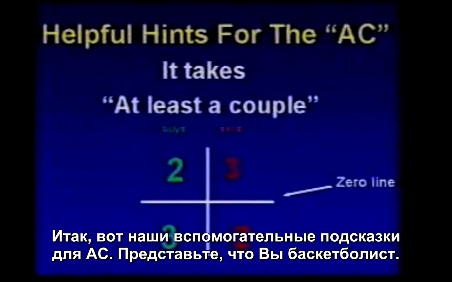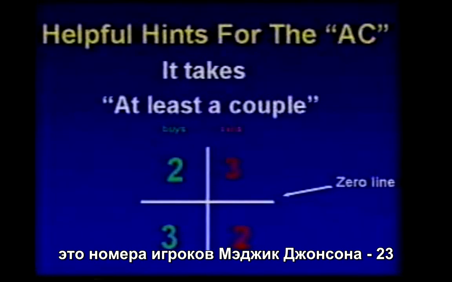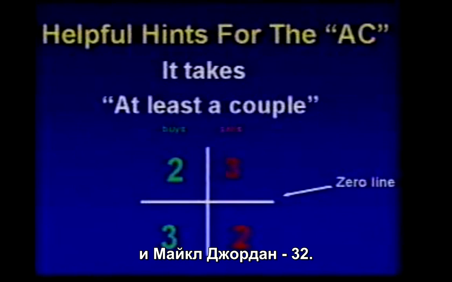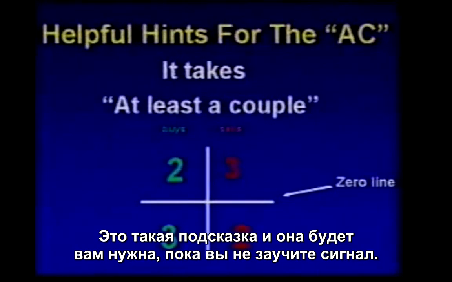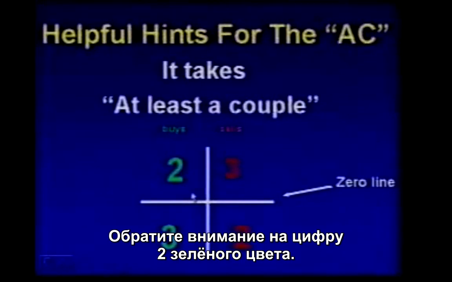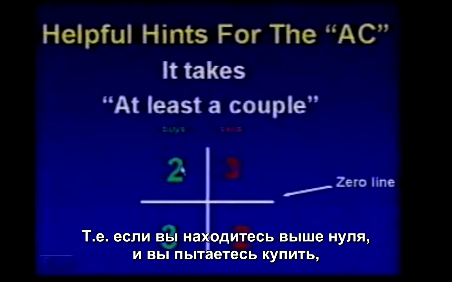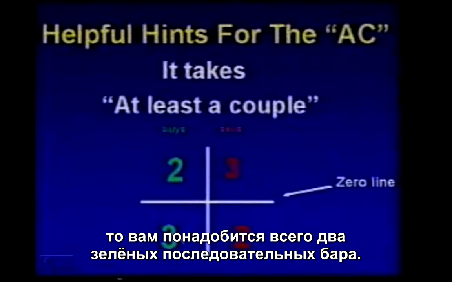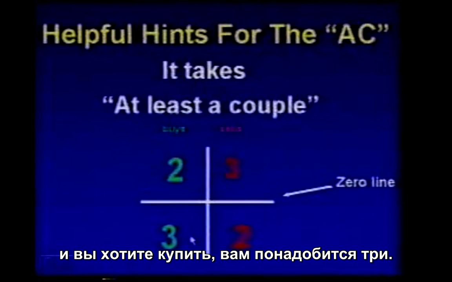Okay, here's our helpful hints for the AC. If you're a basketball player, you may remember this real easy: Magic Johnson and Michael Jordan's numbers, 23-32. This key is meant to help you out until you learn it. This is the zero line in the middle. Notice here 2. I've got 2 colored green, so if you're above zero and you're trying to buy, it takes 2 consecutive green bars. If you're below zero trying to buy, it's going to take 3.